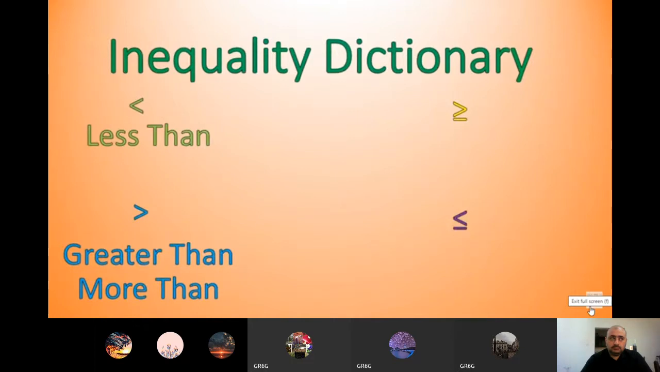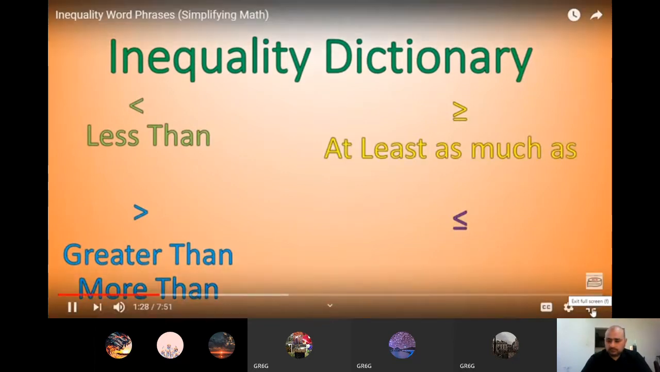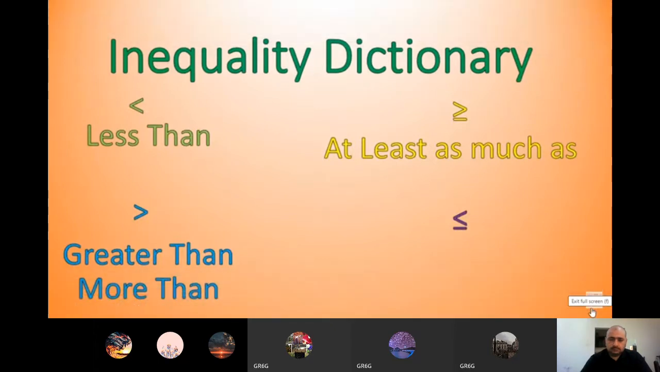How would I write that as a word phrase? Things of that example. The yellow symbol there, at least as much as. This is the greater than or equal to. And it seems funny to say "at least" when we're talking about greater than, but that's what it means. If someone has at least $5, it means that they have $5 or more. So Jim's money is at least $5. You would say Jim's money is greater than or equal to $5.